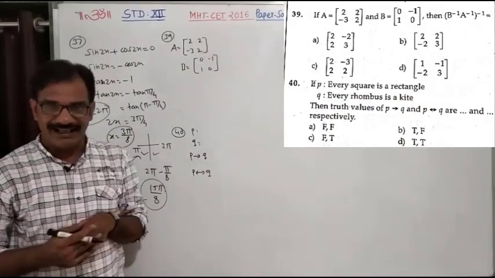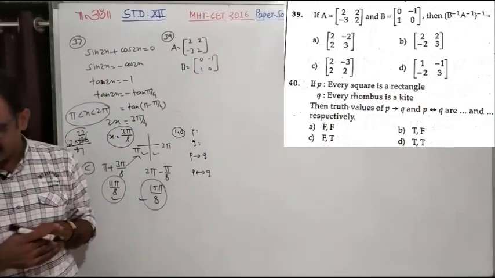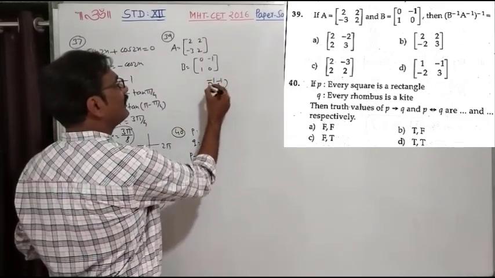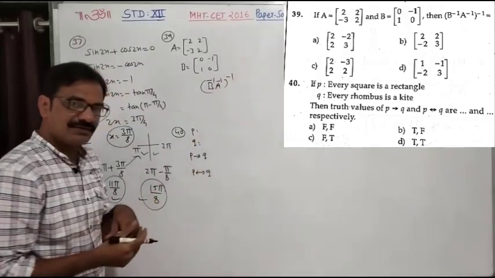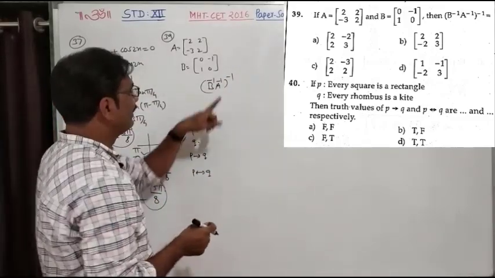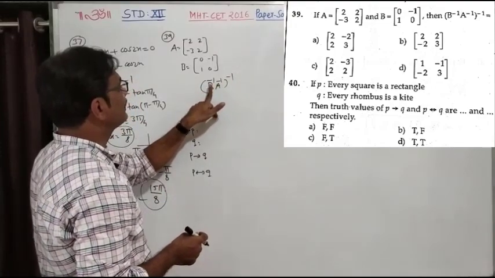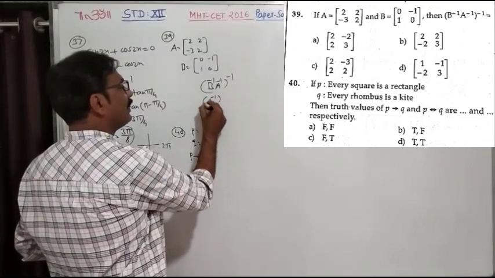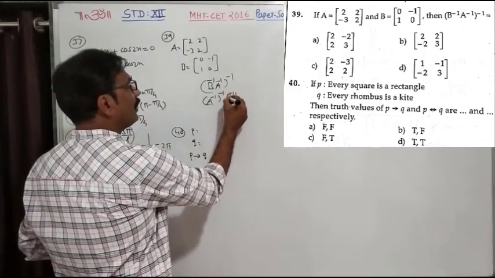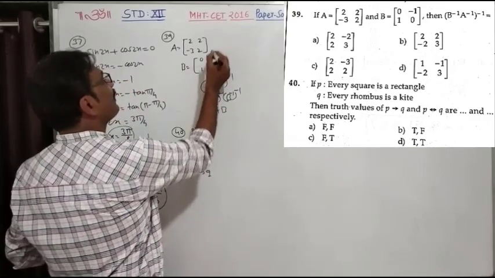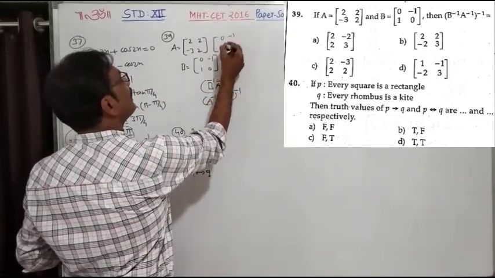Question number 39. I deliberately took your wicket in 39. It asks B inverse, A inverse, then inverse. There is an inverse on top, right? Use the property of inverse. This inverse changes the order of the product. It will be like this. So this becomes AB. So just take the product of A with B.